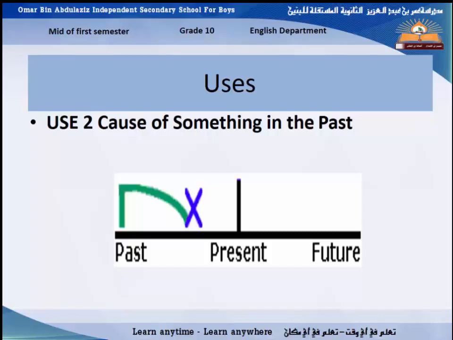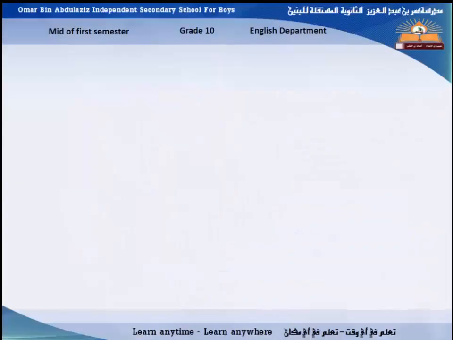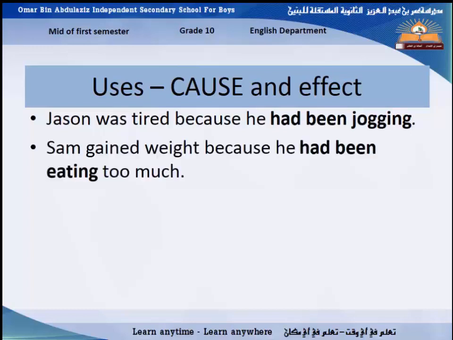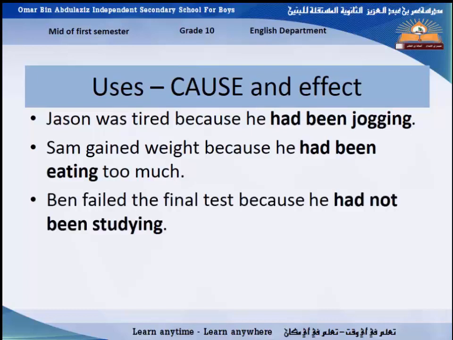The second use of the past perfect continuous is to express the cause of something in the past. For example, Jason was tired because he had been jogging. Sam gained weight because he had been eating too much. Ben failed the final test because he hadn't been studying.